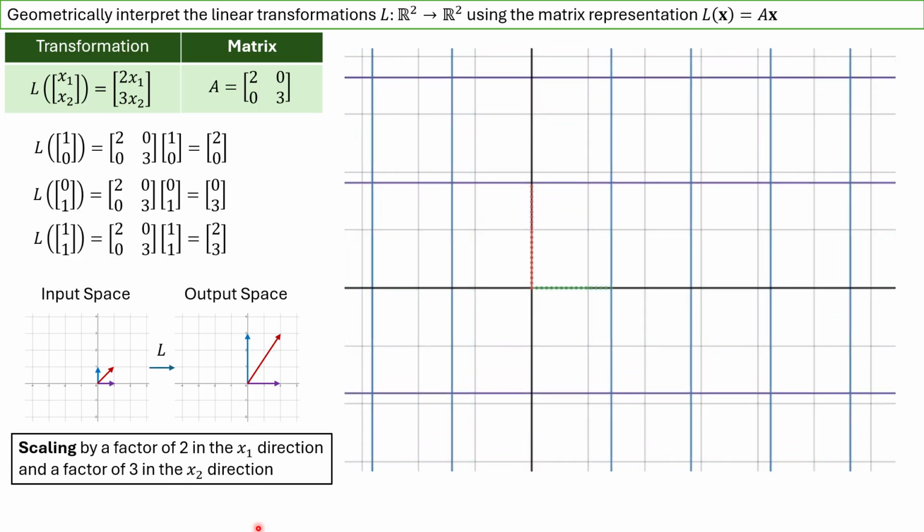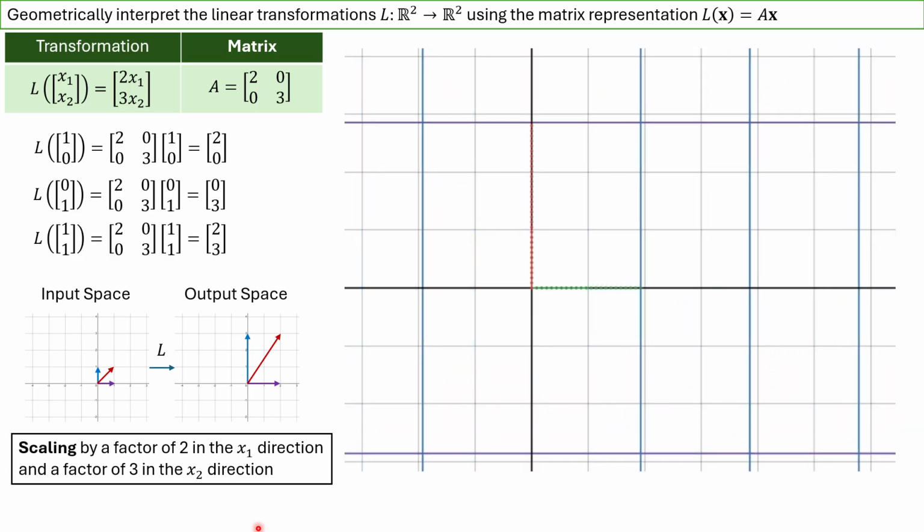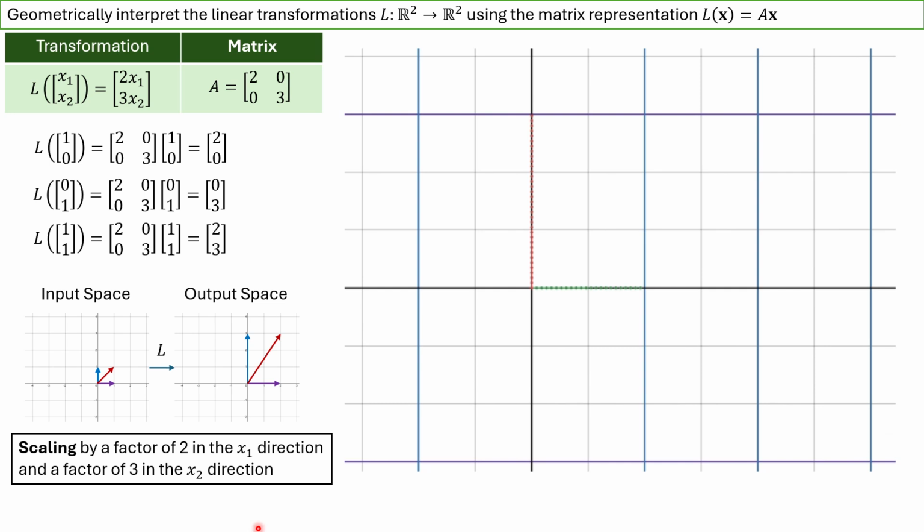Now, please watch the grid for an animation. It looks like we're stretching a sheet of rubber. The origin is pinned down, but everything else expands outward. Alright, so notice that because the off-diagonal entries are 0, the x and y axes remain perfectly perpendicular.